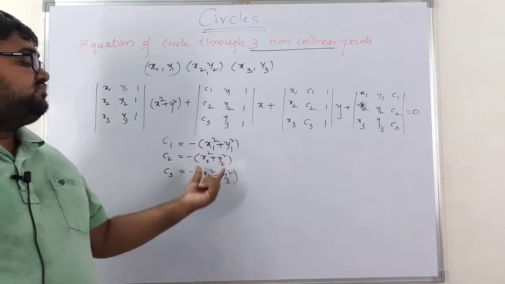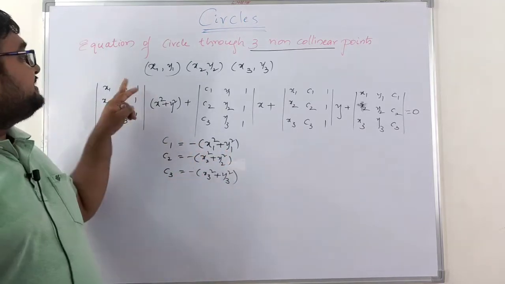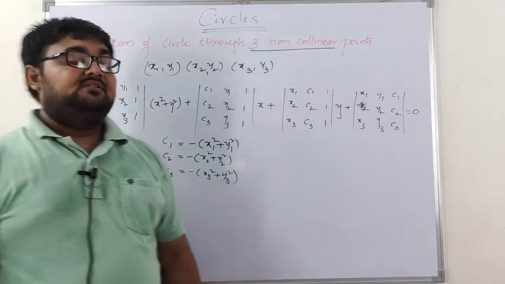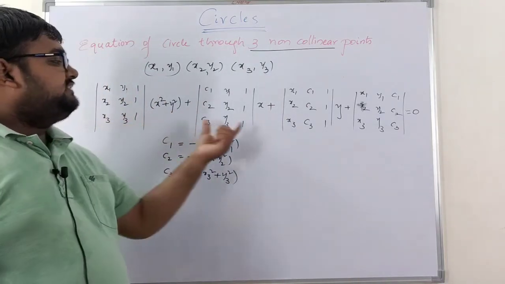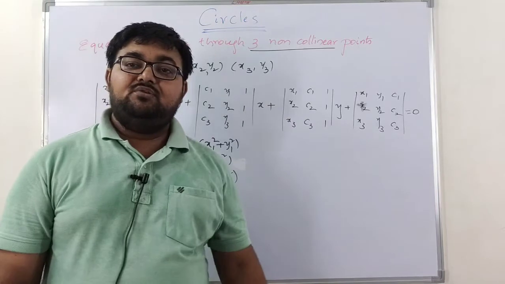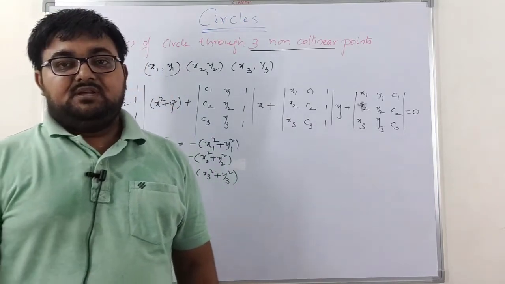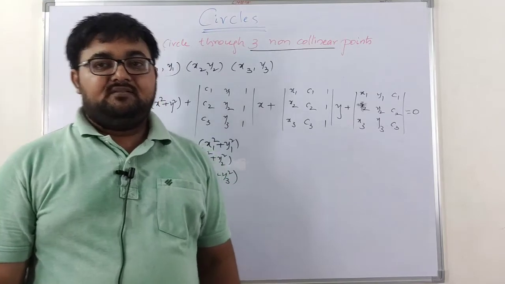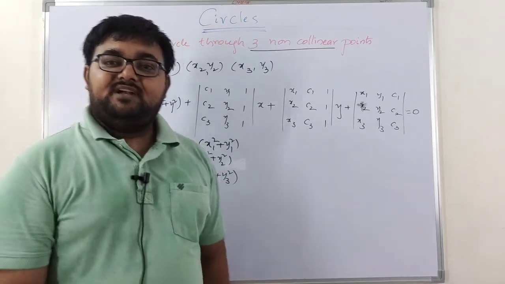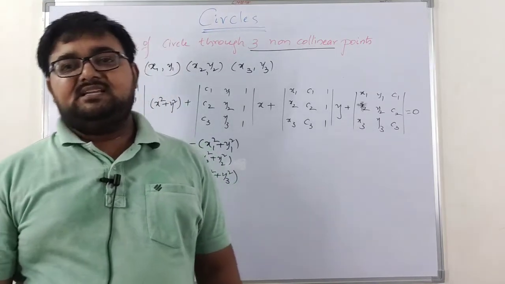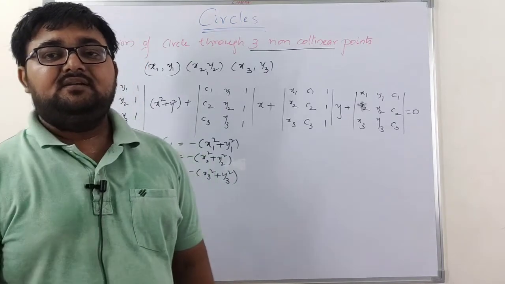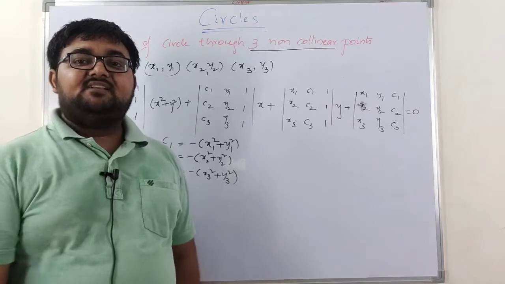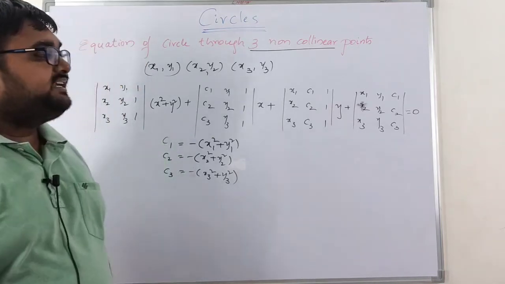Here x1, y1, x2, y2, x3, y3 are nothing but the given points, these three non-collinear points. So by simplifying these determinants, we are going to get the coefficients. Now from this particular equation, we can find out the center as well as the radius of the given circle, right? So how to find the center?